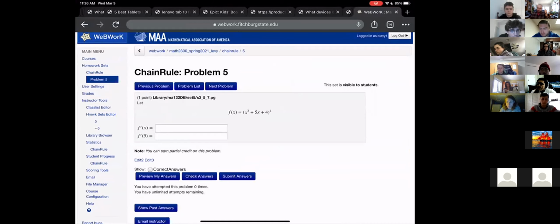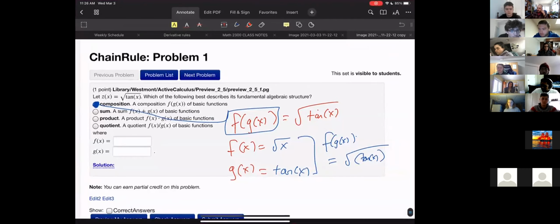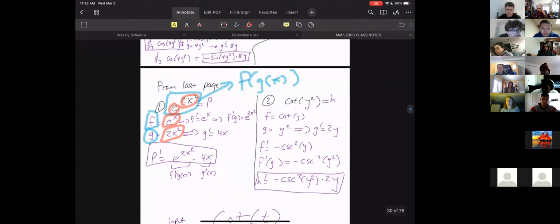All right. So if you remember where we were in these notes, we were doing the chain rule. I can't undo here, huh?